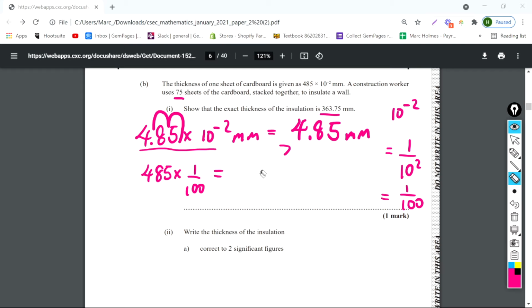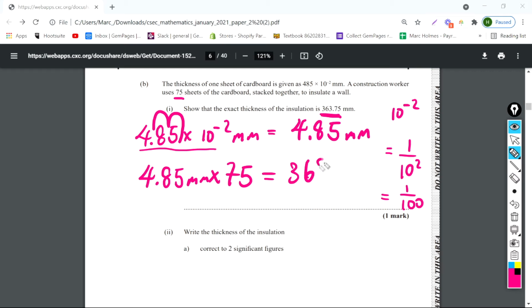So since we have the thickness of one sheet, guys, in order to prove that the exact thickness of the insulation is 363.75, we just have to say 4.85 millimeters multiplied by 75, and this should actually give us 363.75 millimeters. Cool. Let me rub these out over here. That was just to explain.